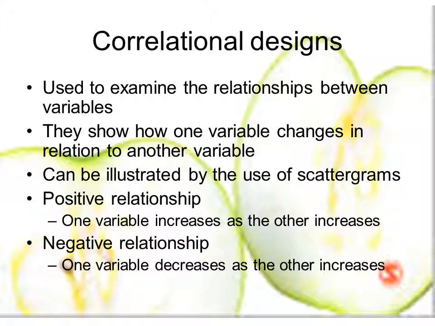So another type of design to talk about is correlational, or co-relational, designs. That type of design is exactly what it sounds like. It's one variable directly related to another variable. A lot of times it's used just to show relationships between variables. They show how one variable changes in relation to another variable.